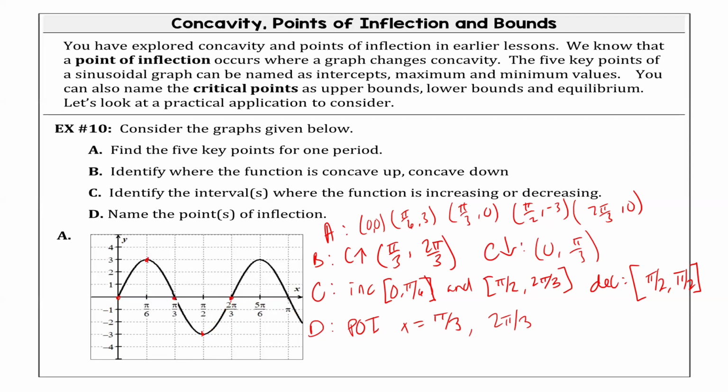How we feel? Guess whose turn it is? You're so smart. I knew it all along. All right, so you're going to do example 10B.